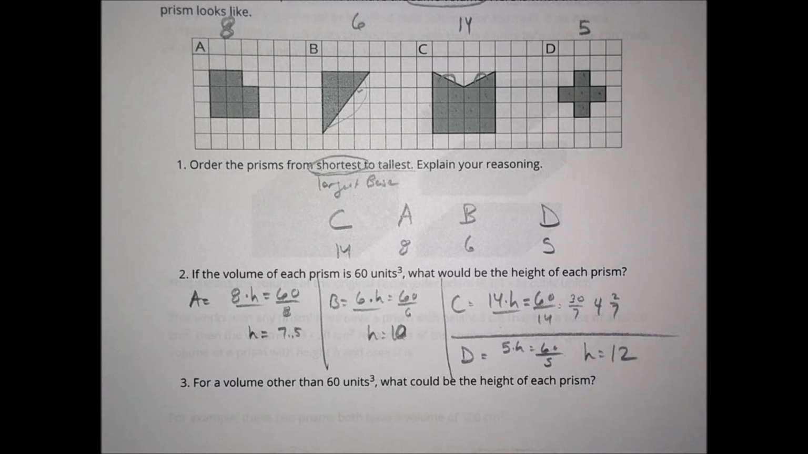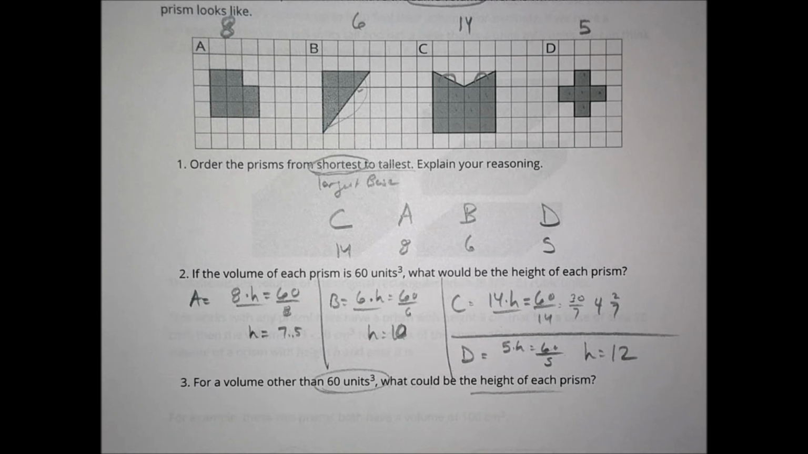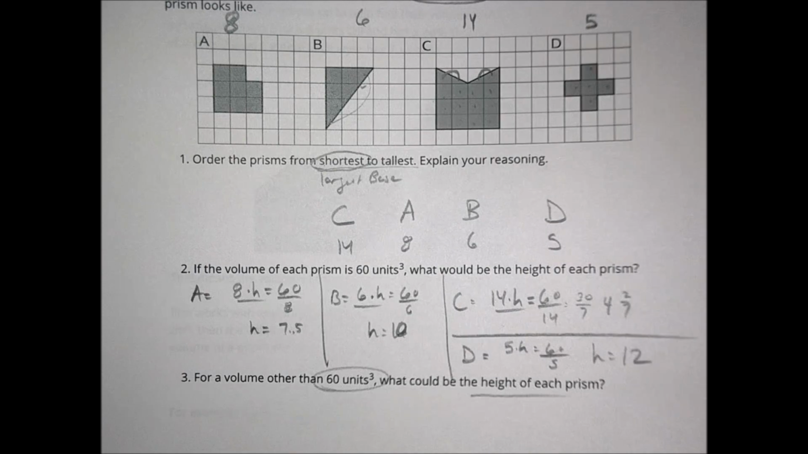Okay. For a volume other than 60 units, what could be the height of each prism? Well, that's up to you. You can pick another number you want to use, and then figure out a new height. I'm going to skip that part for now, since that's something you might have done in class.